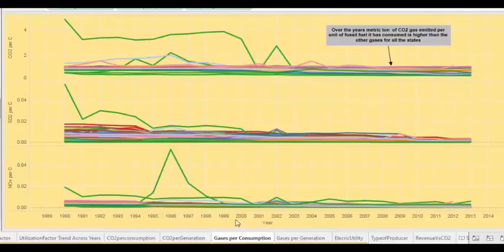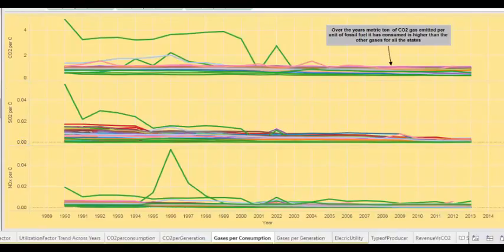Here we are plotting emission of carbon dioxide, sulfur dioxide, and nitrogen oxide per unit of fossil fuel consumed across the years from 1990 to 2013 for all states. We can see that over the years metric ton of CO2 gas has a constant trend with a higher scale than the other 2 gases for all states.